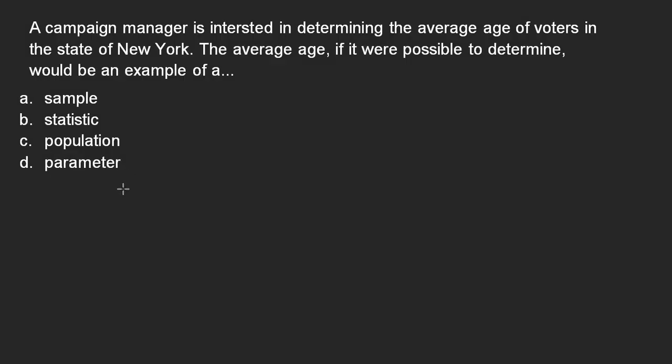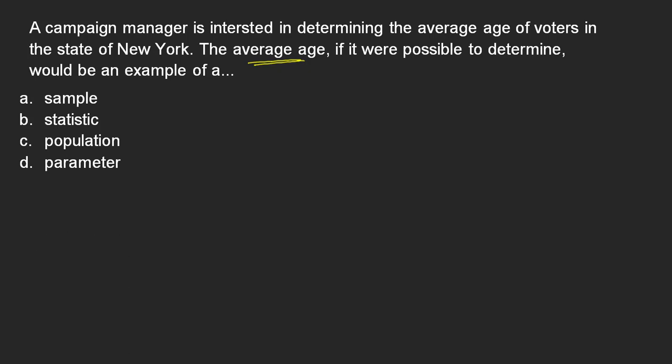A campaign manager is interested in determining the average age of voters in the state of New York. The average age, if it were possible to determine, would be an example of either A, a sample, B, a statistic, C, a population, or D, a parameter.